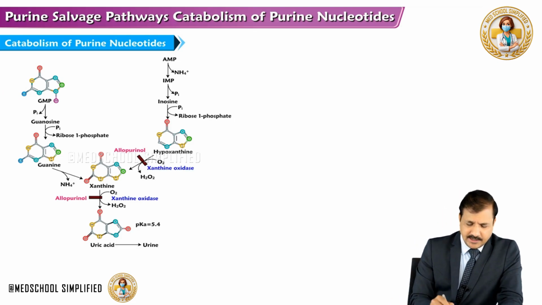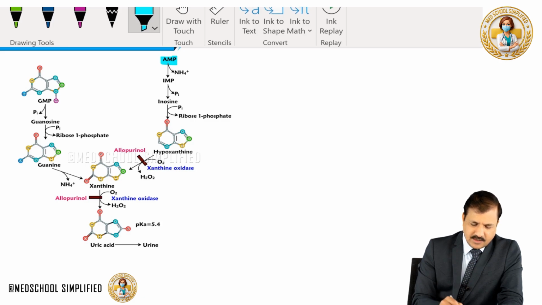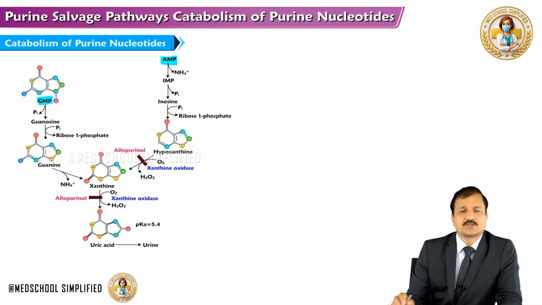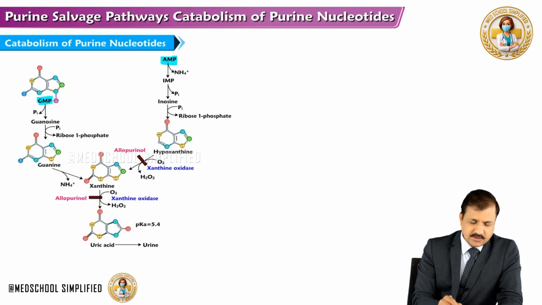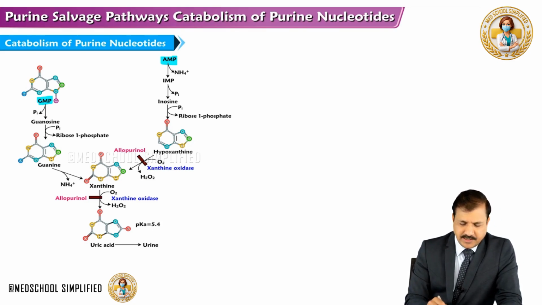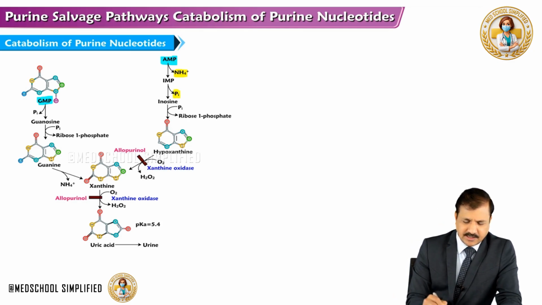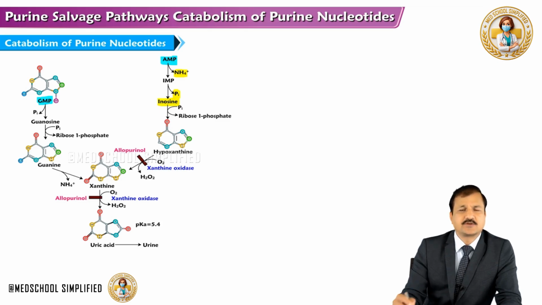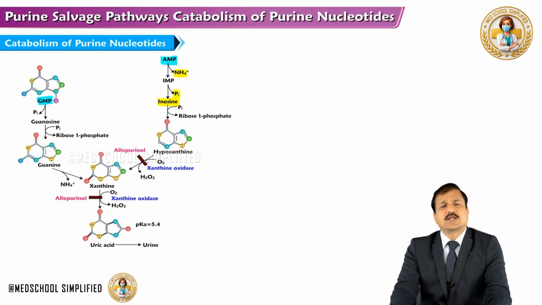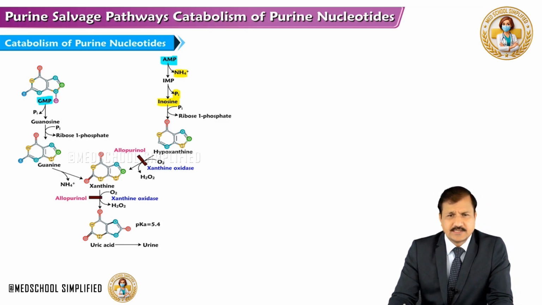Now look at adenosine monophosphate, and we have guanosine monophosphate. These are the two purine nucleotides. Adenosine monophosphate undergoes deamination, making inosine monophosphate, that is done by AMP deaminase. Inosine monophosphate releases inorganic phosphate and becomes inosine, which is a nucleoside. This is done by 5' nucleotidase enzyme.